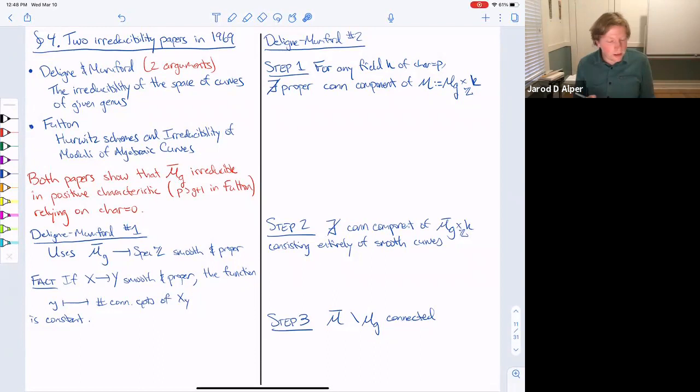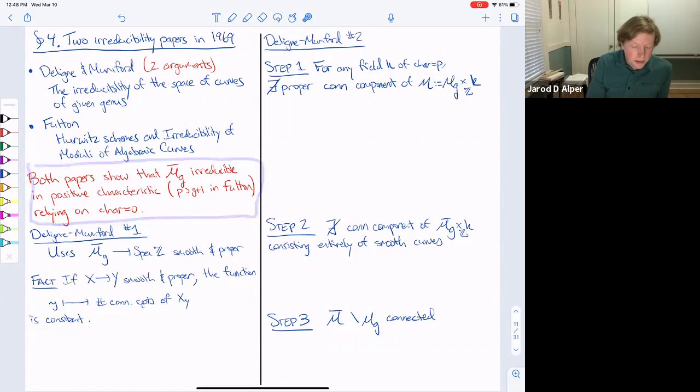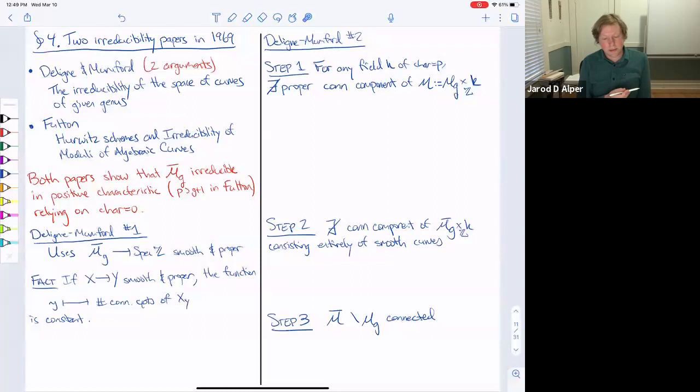And something I meant to highlight earlier: this is the paper that introduced stacks for the first time. They used algebraic stacks in some way in their paper, but it is not actually essential for either of their arguments. It's really the properness, the compactification, that's relevant. And interestingly, both papers show that MG bar is irreducible in positive characteristic by reducing to characteristic zero. Both of them ultimately relied on either the irreducibility from the Teichmüller argument or this Clebsch-Hurwitz argument.